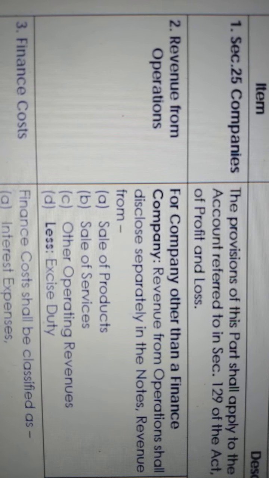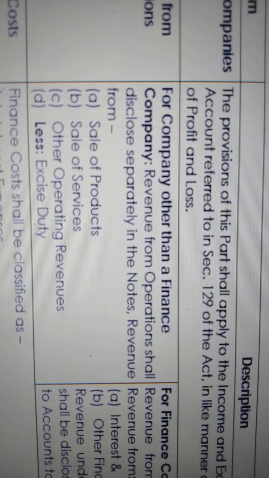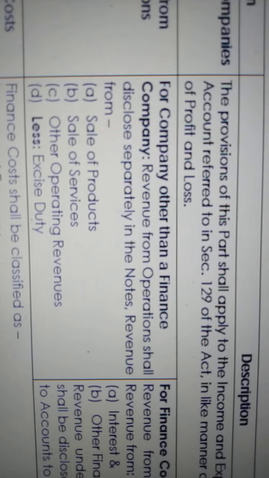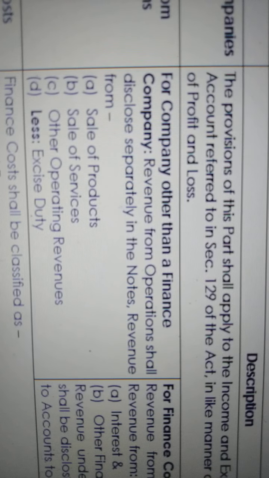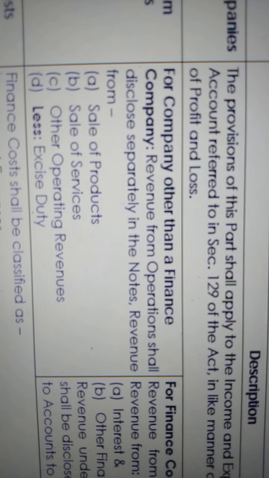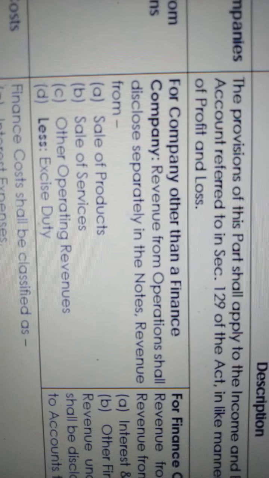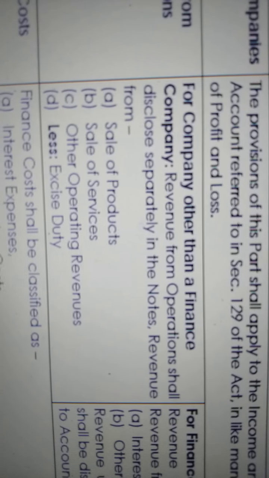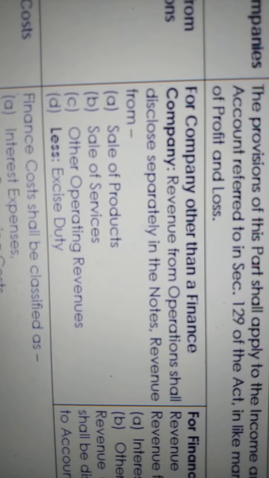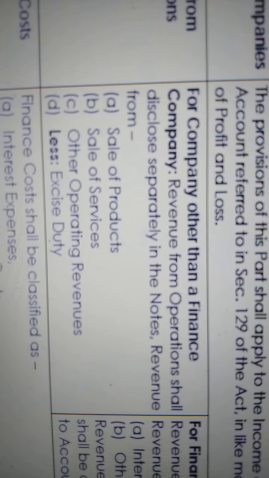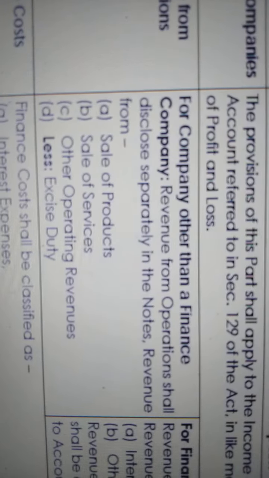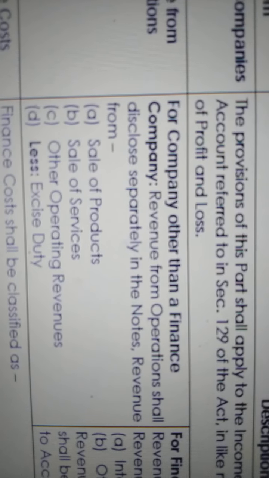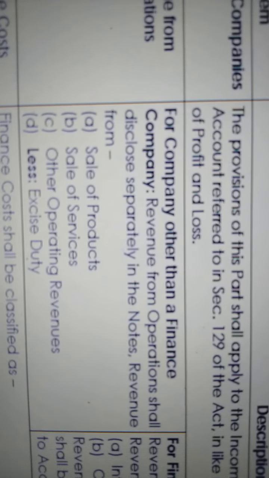Revenue from operations, for a company other than a finance company. I am not running a finance company. For that, how should I give the breakup? Revenue from operations shall be disclosed separately in the notes. In the notes, I have to give the breakup: sale of products how much, sale of services how much, other operating revenue how much, less excise duty. This is the breakup I should follow for general companies. General company means other than a finance company, because my business is not lending and borrowing. My business is not accepting deposits and lending money.